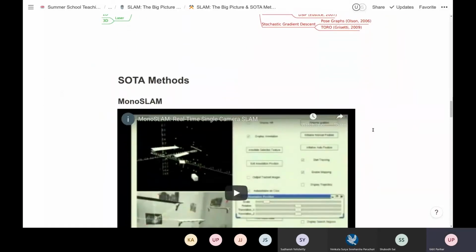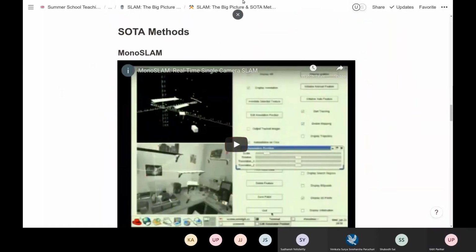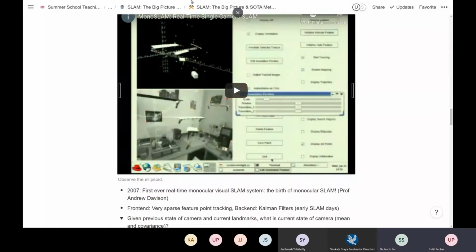Okay. Now SOTA methods. Okay, Shubham, yeah, you can share the screen.